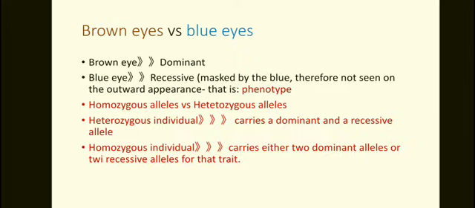Talking of two alternative forms of the same gene, alleles. One allele is dominant and another allele is recessive. Just reminding you that hetero means different and homo means equal. So individuals that are homozygous for a specific characteristic carry either two dominant alleles or two recessive alleles for the same trait or characteristic.